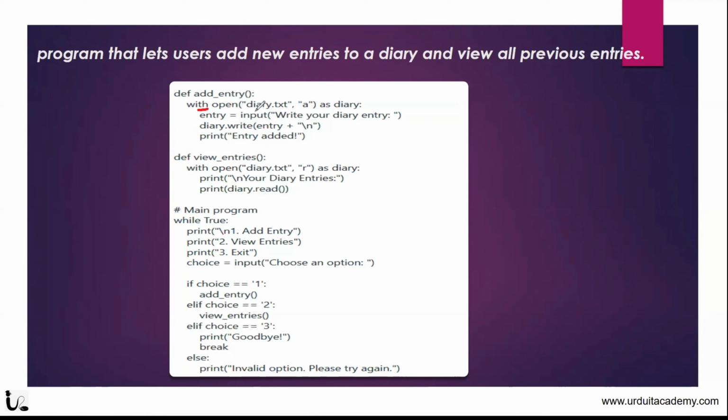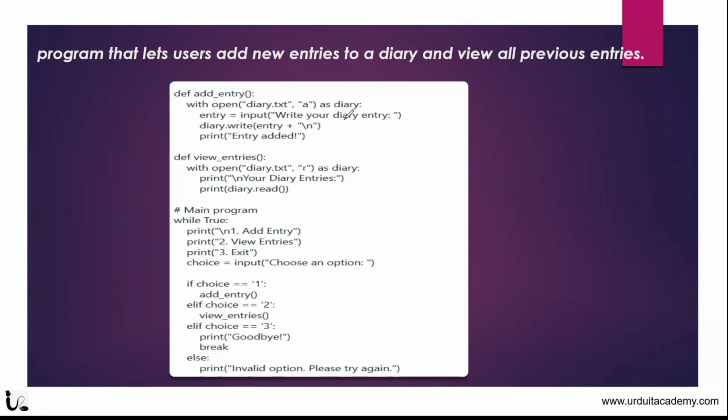With open, the file name is diary.txt, for append. Because when adding an entry, instead of using the W mode, it's better to use the A append mode, so that the new content will always be added at the end of the file. Okay, so: with open diary.txt as diary, entry equals input.